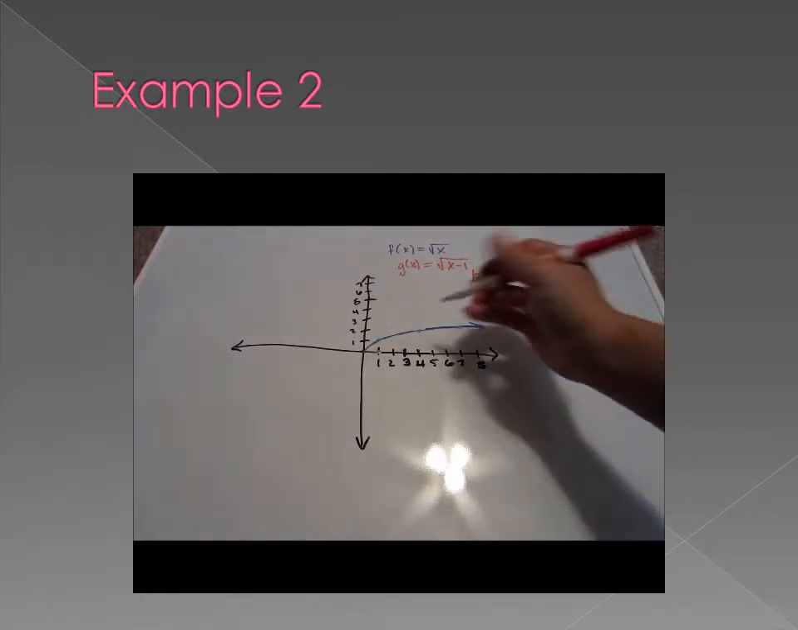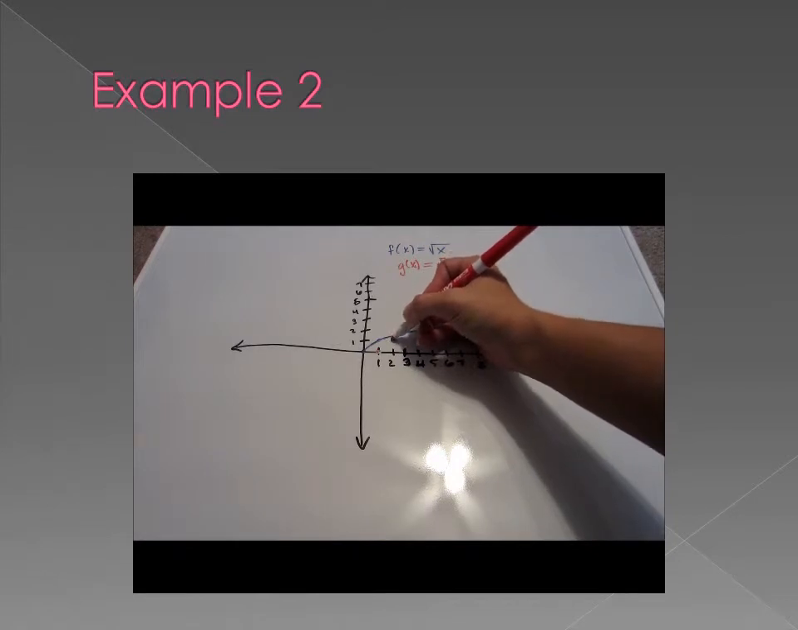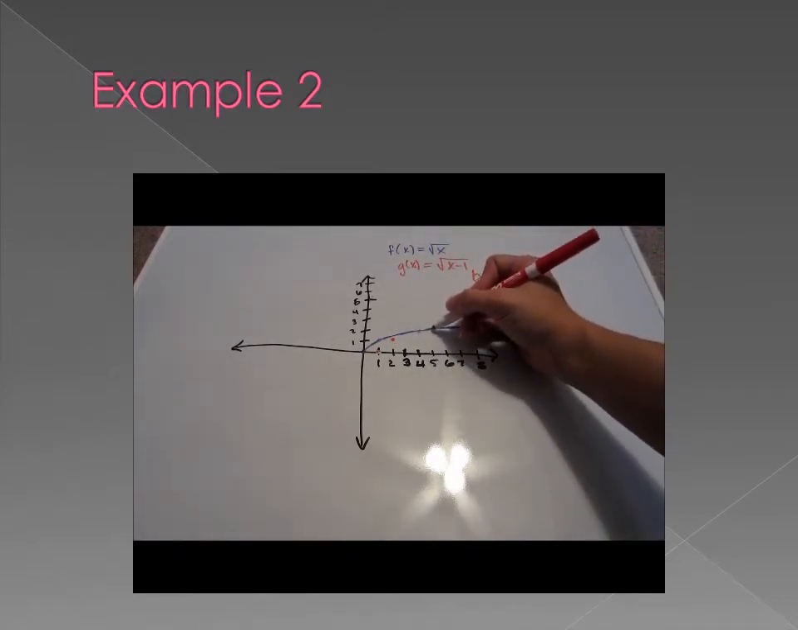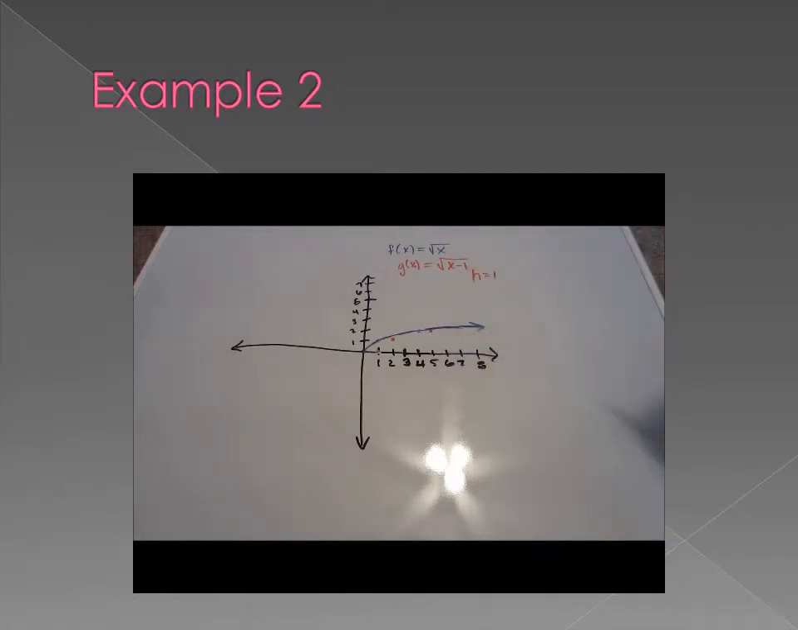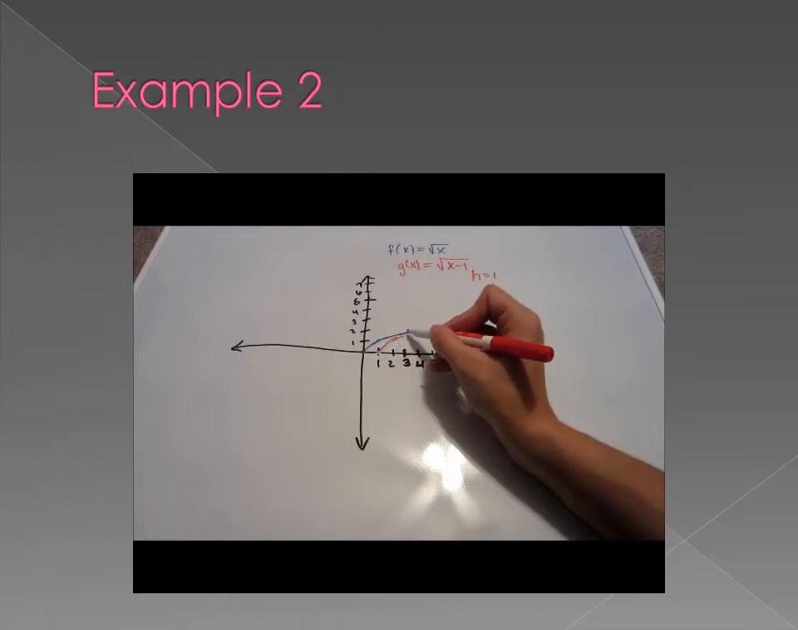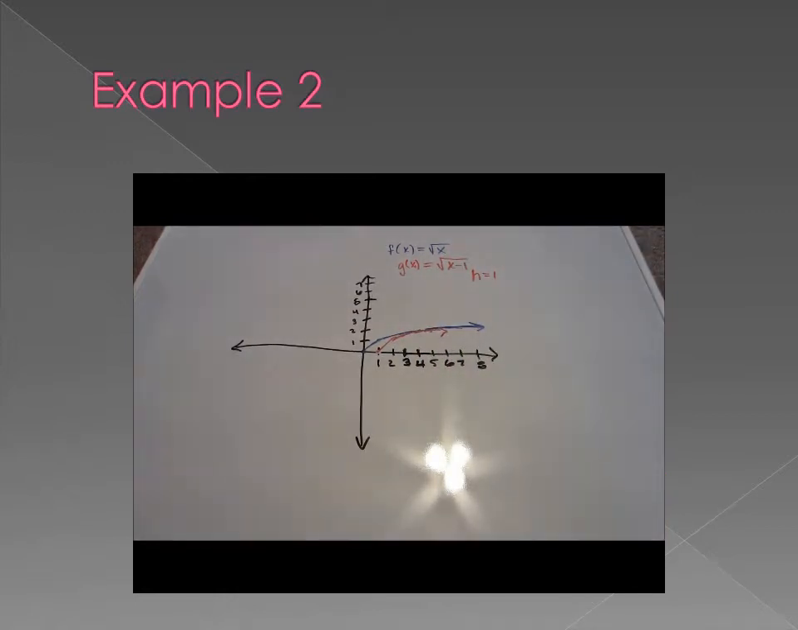We take our second point and move it over one space to the right, and our third point and move it over one space to the right. So we go ahead and connect these, and we'll get the graph of g of x equal to the square root of x minus 1. So everything is moved to the right one space.